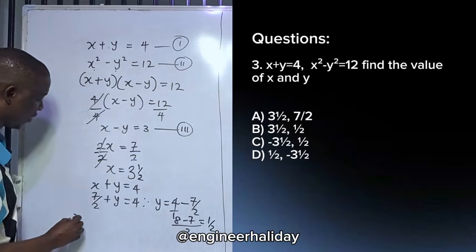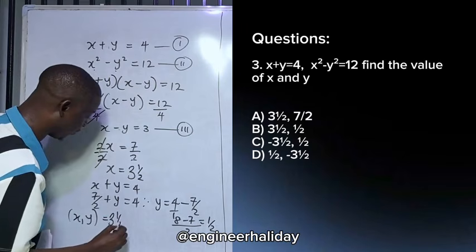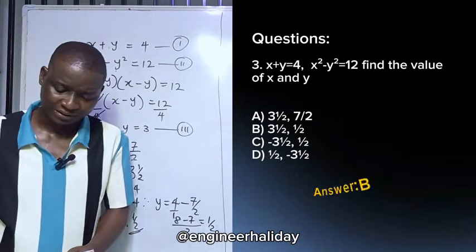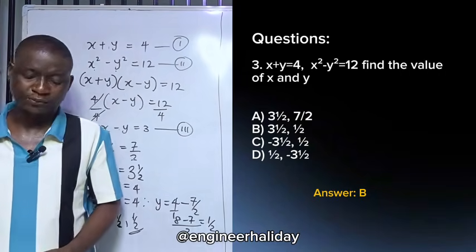So our answer now for x, comma y is equal to 3 over 1 over 2, comma 1 over 2. So we are going to look at that as option B as the answer. Now let's move to number 7.